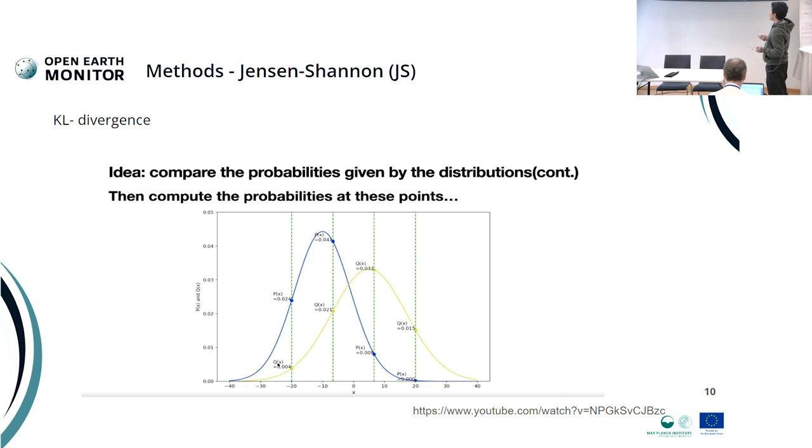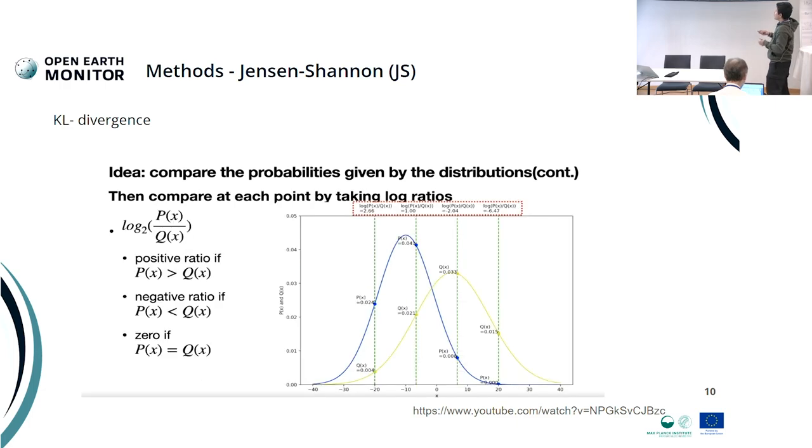So let's say that we have two probability distributions, P and Q. And then the idea is to compare the probabilities at certain points, and then we estimate the ratio between these points. For example, here we take the first point, the probability P of X, and estimate the log base 2 of P over Q. Then, as both distributions integrate to one, if we just sum everything, we will get zero. So to take this into account, we give more weight to the positive estimations when estimating Kullback-Leibler.